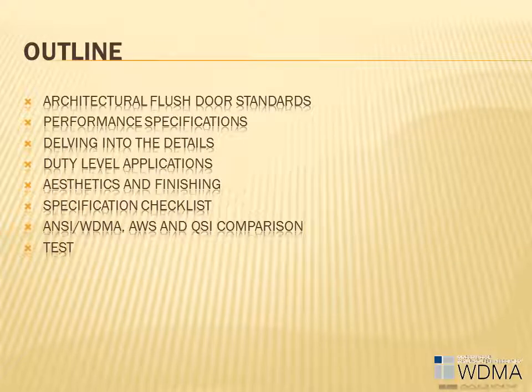This presentation is organized into 7 sections that describe the content of the I.S.1A standard for interior wood flush doors, the performance specifications, details about the standard, how performance duty level testing is conducted, and other information about aesthetics and finishing and checklists. It ends with a summary and comparison of the WDMA standard to the architectural woodwork standard and QSI standards. At the end, you will be given information about how to take the test to receive your AIA DHI credit. Now, let's begin with the presentation.